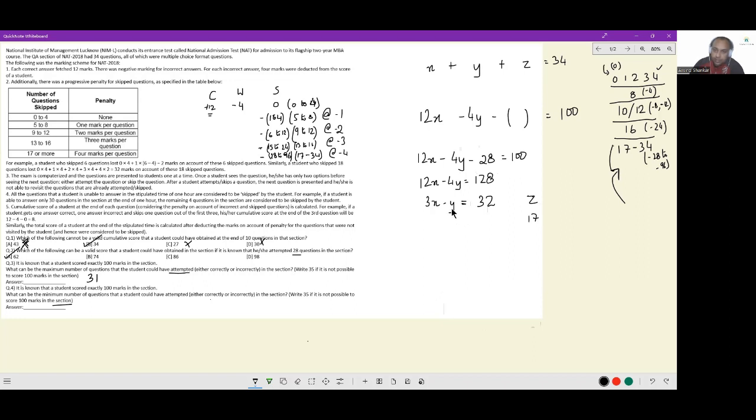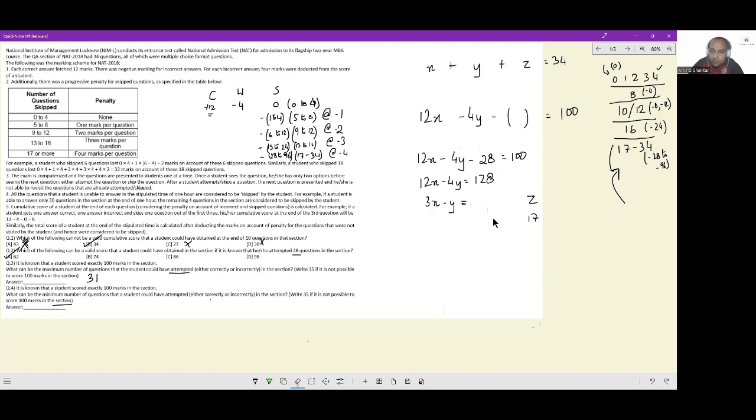So how much will y turn to? I know x plus y has to be equal to 17 also. If z is already 17, then x plus y has to be 17. Now using these two, we get 4x is equal to 49. This does not give us an acceptable case at all because x will turn out to be in decimals. So 17 skipped is not the answer.